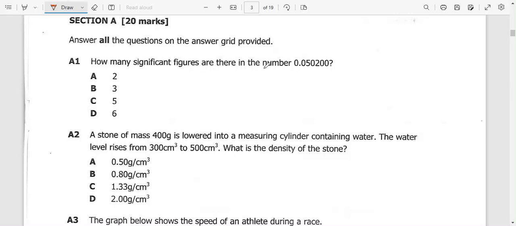Okay, so this is science paper one for 2020. The first question is asking how many significant figures there are in the number 0.050200. Before I explain this number, what do you think? How many significant figures are there? Five. One, two, three, four, five.